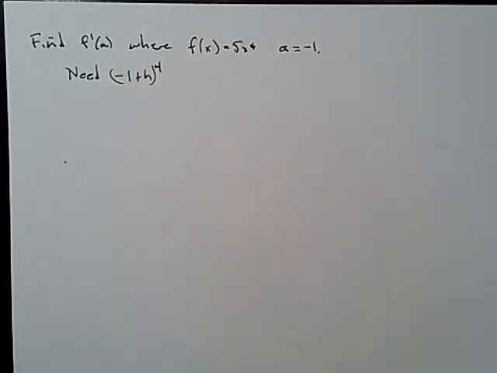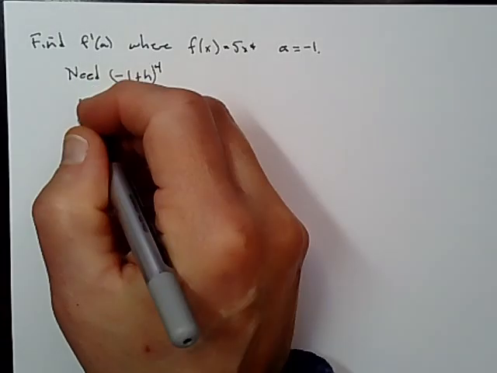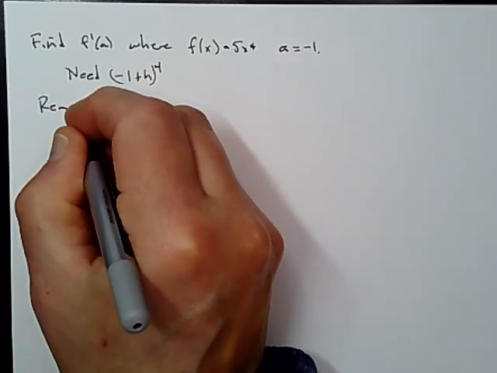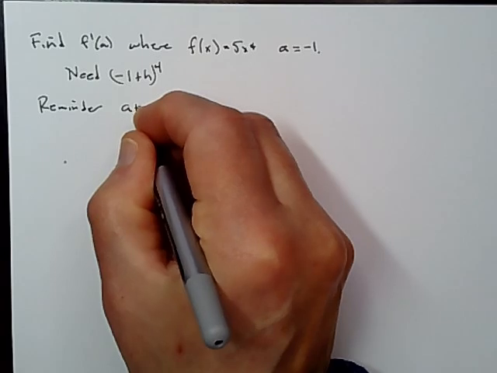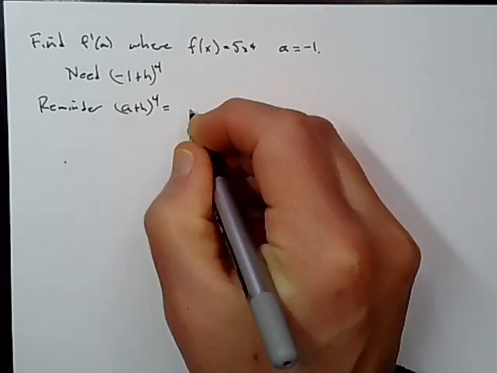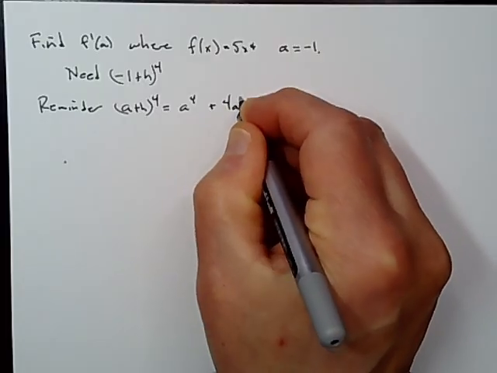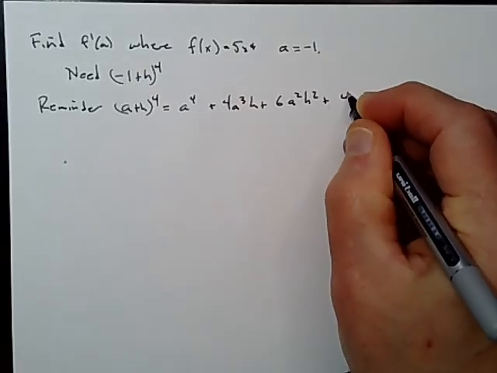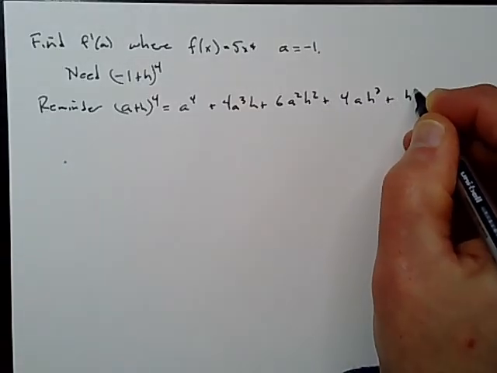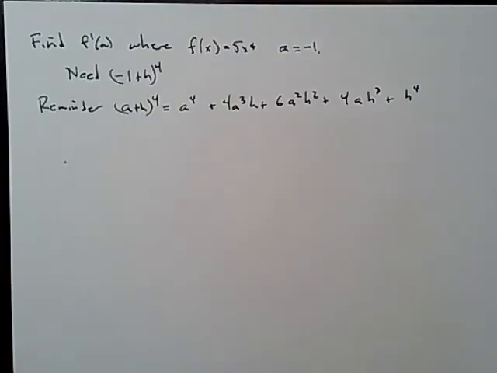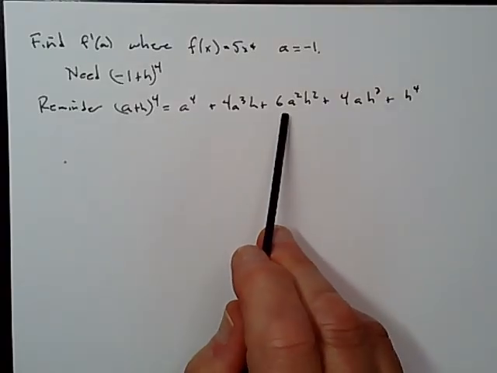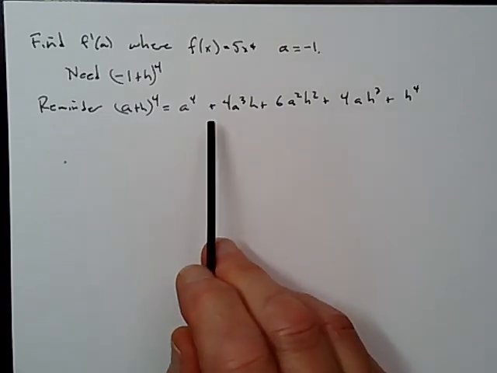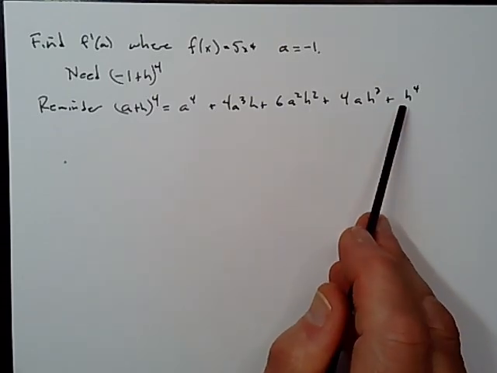So I like this problem because it gives me an opportunity to remind a person how to expand a binomial. So just a reminder here: a plus h raised to the fourth power is a to the fourth plus 4a cubed h plus 6a squared h squared plus 4a h cubed plus h to the fourth. And the point of the reminding here is that I'm reminding a person how this works. See how the terms go. It's a to the fourth, a to the third, a to the second, a to the 1, and there's no a at all there. And then there's no h, 1 h, 2 h's, 3 h's, and 4 h's.